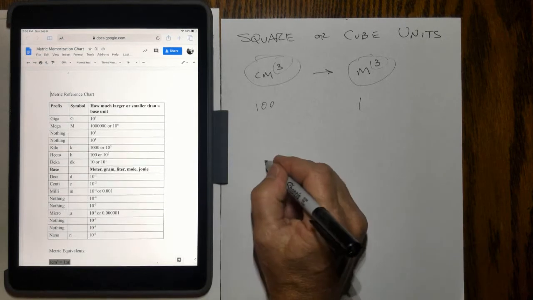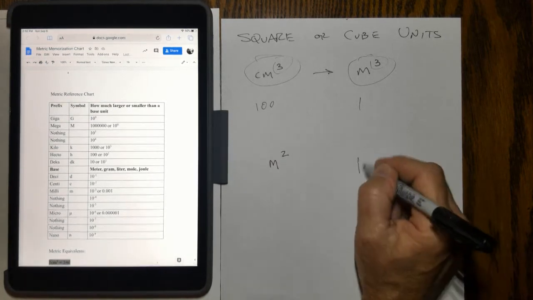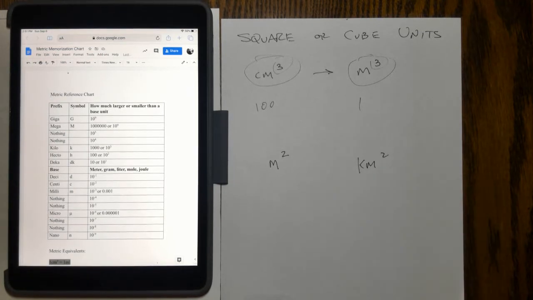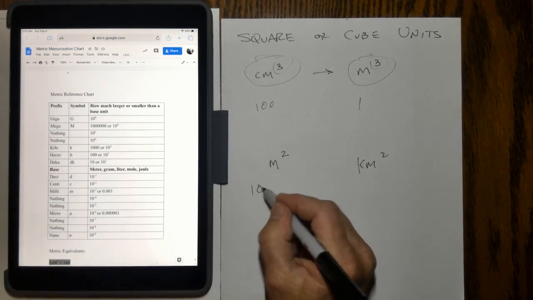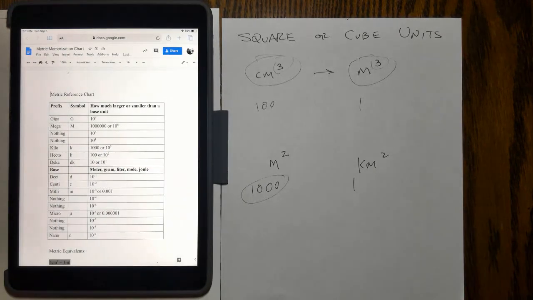Could be the same thing with squared units. So if you had meters squared and you wanted to go to kilometers squared, what would you have to do? Well, it's not as simple as saying there's 1,000 meters in 1 kilometer. You would have to square these numbers to make it happen.